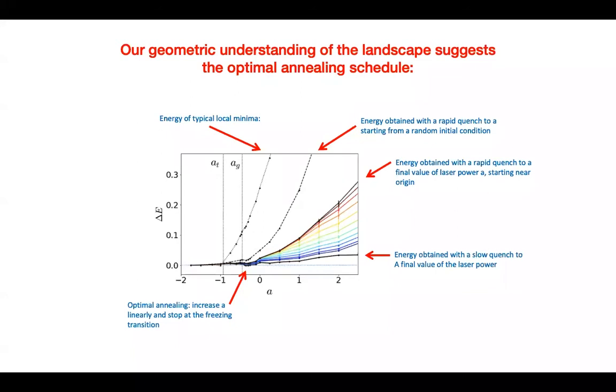Yeah, you had a question? That sounds like you sort of addressed this already, but in another way, what happens if you are starting at freezing and you start from a large initial energy? Oh yeah, you end up at an energy somewhere between the typical local minimum and the global minimum, right? So you don't get all the way down here, right? This delta E is the difference in energy between the minimum that's found by adiabatic annealing and the global minimum at every value of A.